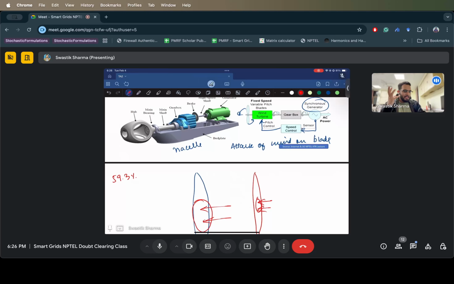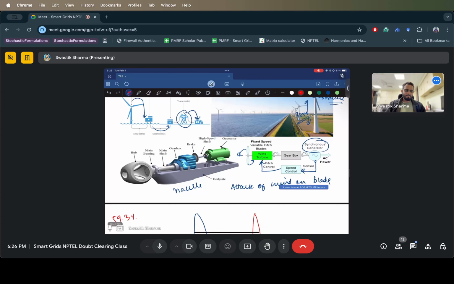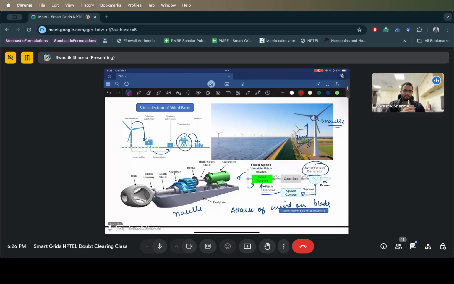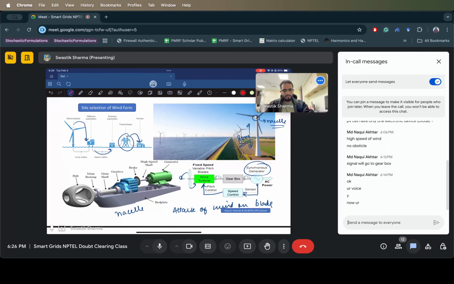Can anyone tell me, from intuition, why do you think only 60%, close to 60%, 59.3%? Why is that? Can anyone think? Just think. If there is 100% power conversion, what will happen? I just want to see if you can think intuitively, right?